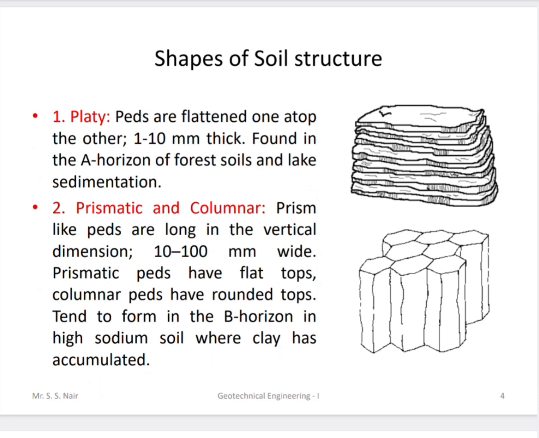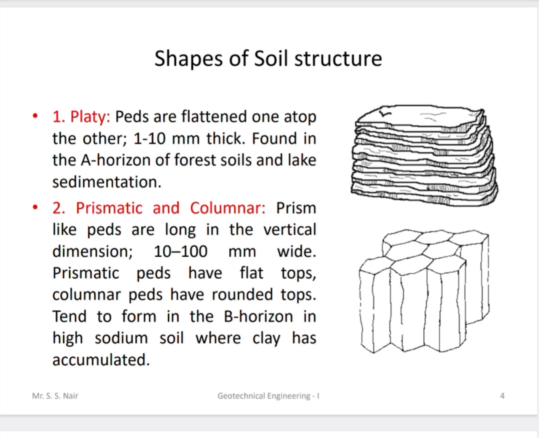Now let us discuss the shape of soil structure. First one is platy. Top flattened layer of 10 mm thickness, mainly found in the A horizon of forest soil and lake sediments.